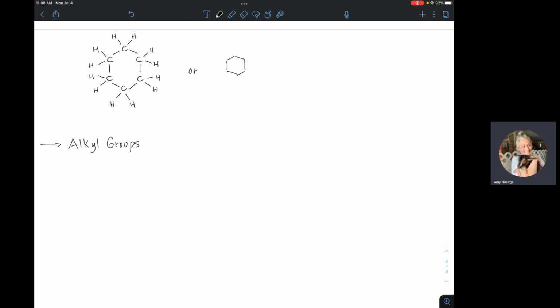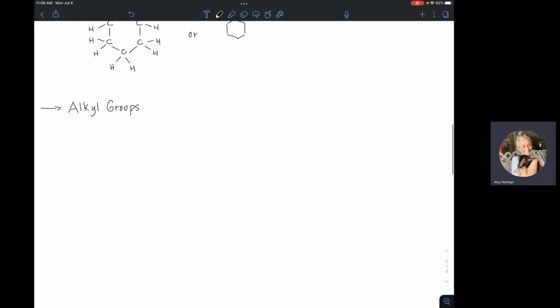If they are part of the parent molecule, we remove the ane, the ene, and the yne, and we say, let's add YL to that and call it an alkyl group, meaning I've got a group that only contains carbon and hydrogen.